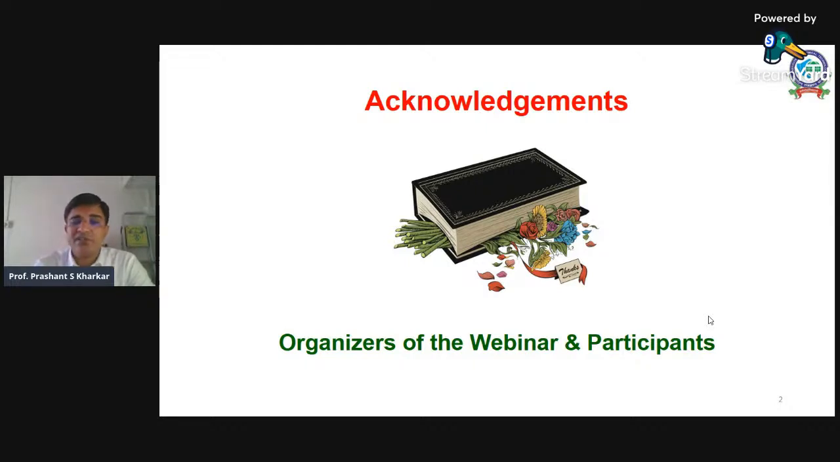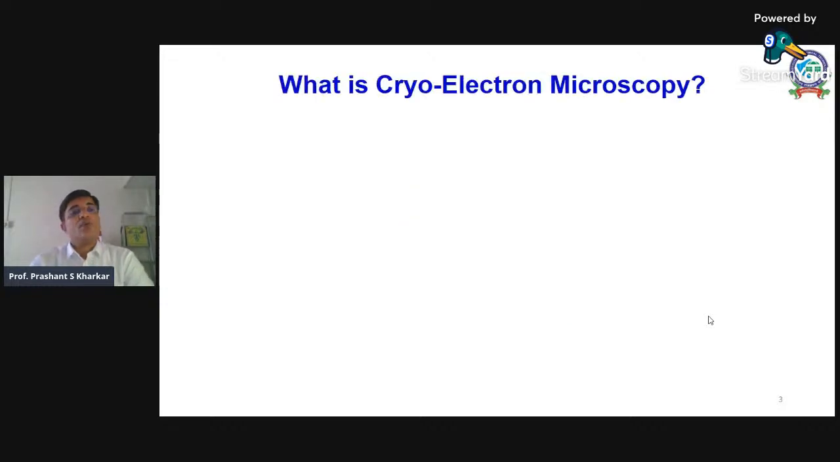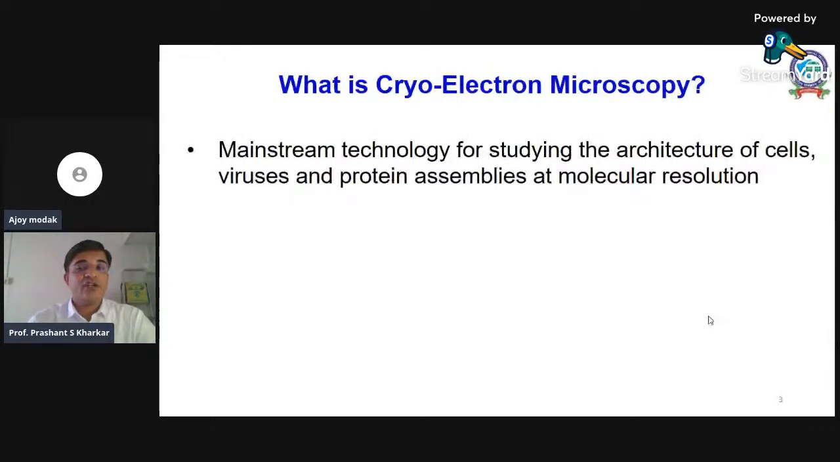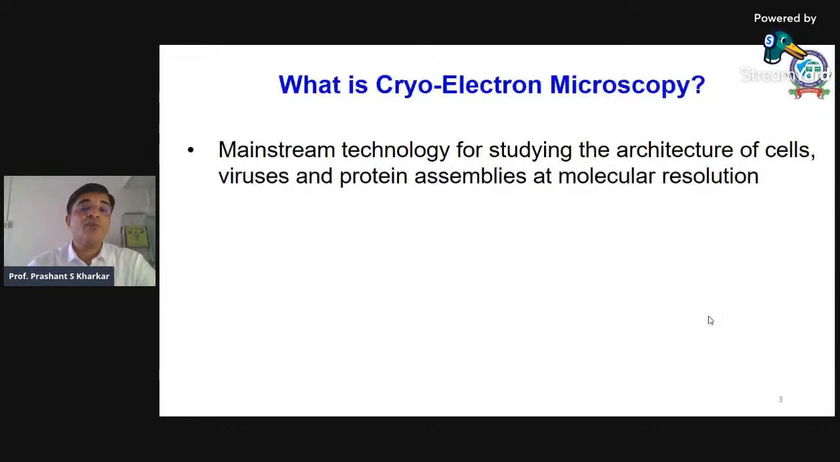There are several papers in Nature, Cell, and any top journal you name, and you will see many of these papers on cryoelectron microscopy. So, what is cryoelectron microscopy? Like I mentioned, it's a mainstream technology for studying the architecture of cells, viruses, and protein assemblies at molecular resolution.